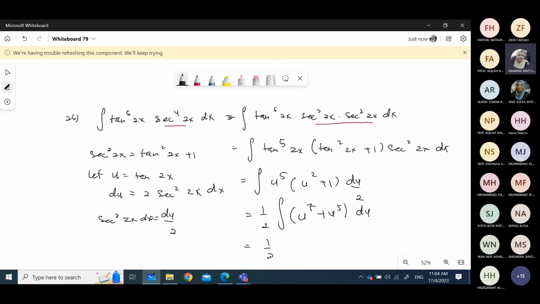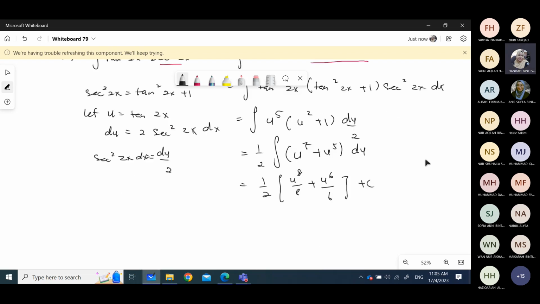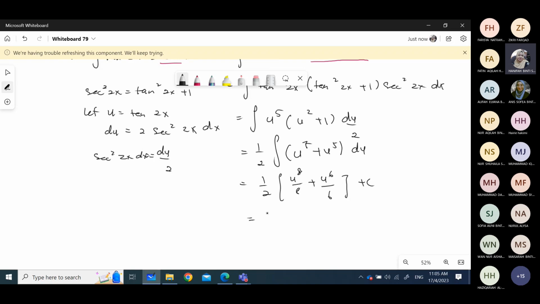Okay, so now integrate. U to the power of 8 over 8 plus u to the power of 6 over 6 plus C. Alright, so masukkan balik u dalam sebutan x, which is tangent of 2x. So here we have 1 over 2 times 8 is 16. Tangent to the power of 8 of 2x. Kuasa 8 tu. Okay, and then plus 2 times 6 is 12. We have 1 over 12 tangent to the power of 6 of 2x plus c.